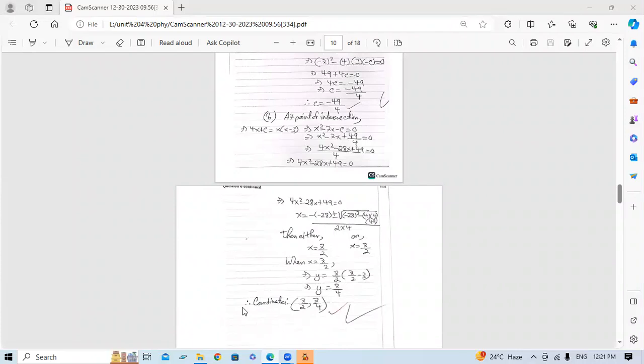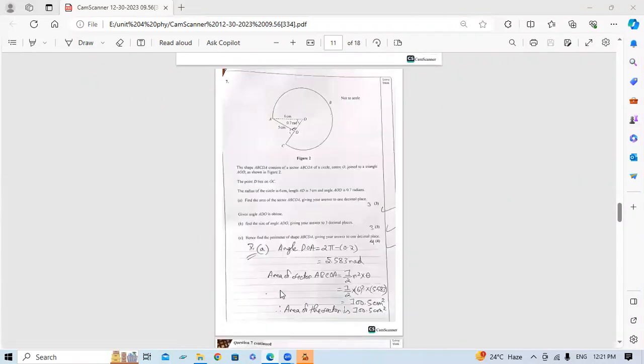Let's move on to question number 7 then. In question number 7, it's a radian measure maths question, where it has been mentioned that the shape ABCDA consists of a sector ABCOA of a circle with center O joined by triangle AOD as shown in figure 2.